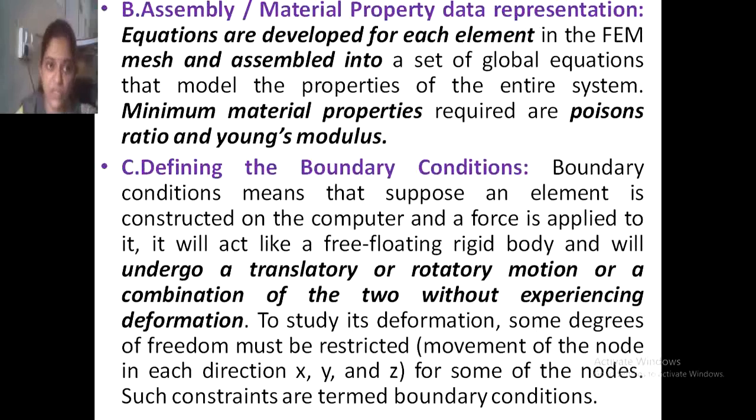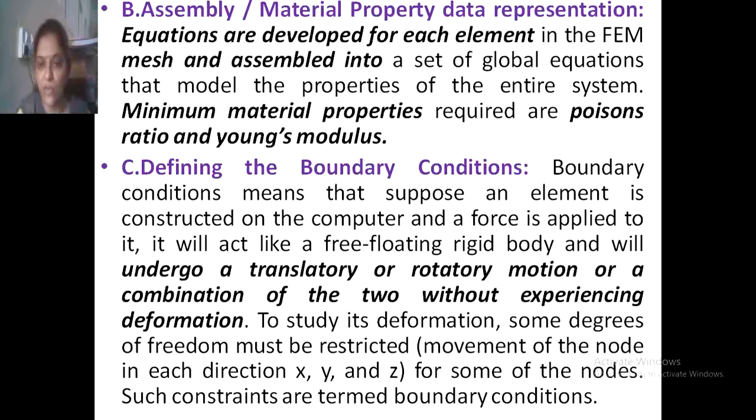Then we have the third step, that is assembly and material property data representation. Here equations are developed for each element in the FEM, then meshed and assembled into a set of global equations that model the properties of the entire system. The minimum material properties required are Poisson's ratio and Young's modulus.